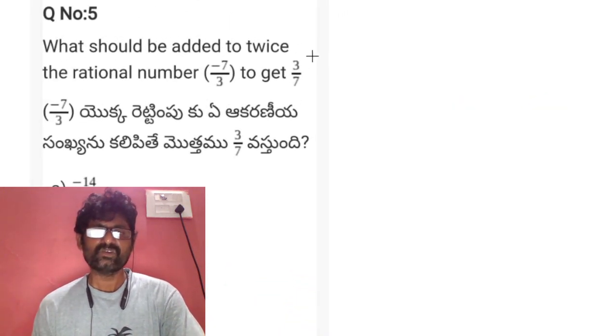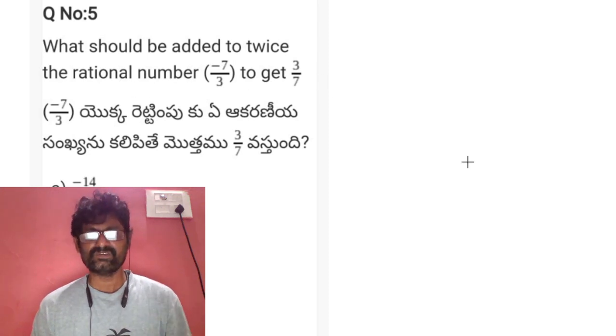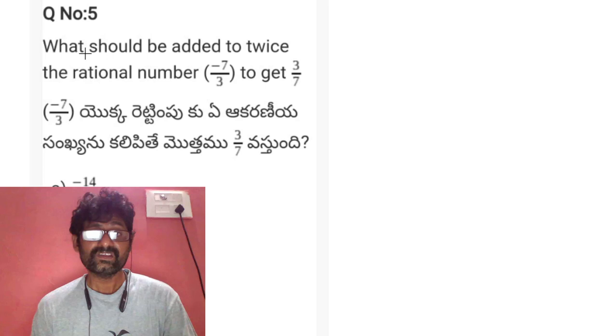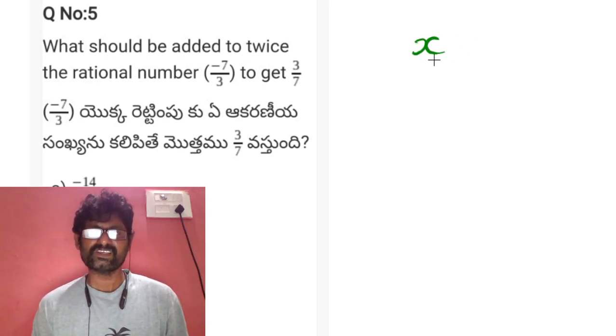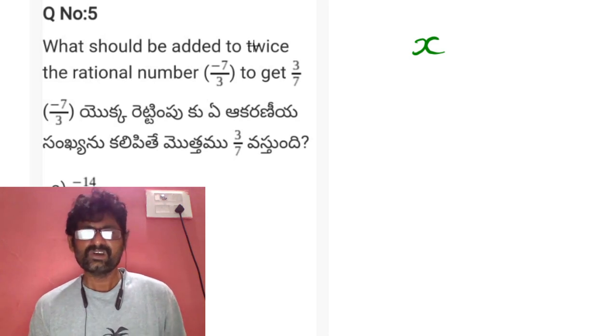What should be added to twice the rational number negative 7 by 3 to get 3 by 7? Here observe carefully. What should be added? So let us take that one as x. Suppose x is to be added to twice the rational number negative 7 by 3.